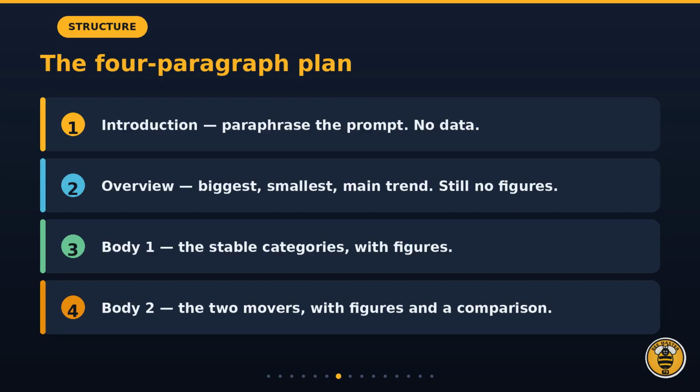That gives us a 4-paragraph plan. Introduction, paraphrase the prompt, no data. Overview, biggest, smallest, and the main trend, and still no figures. Body 1, the stable categories, with figures. Body 2, the 2 movers, with figures and a comparison. 2 body paragraphs, split by behavior, not by category. That is the whole trick.